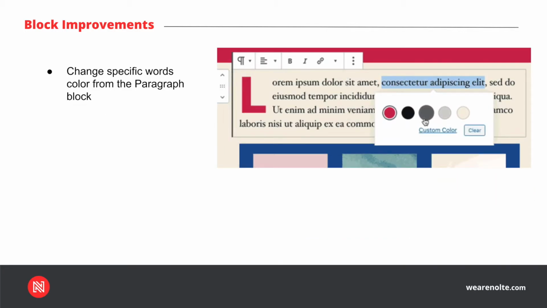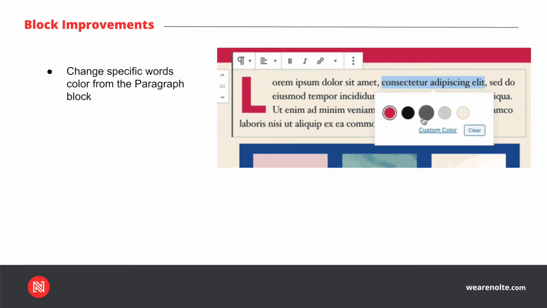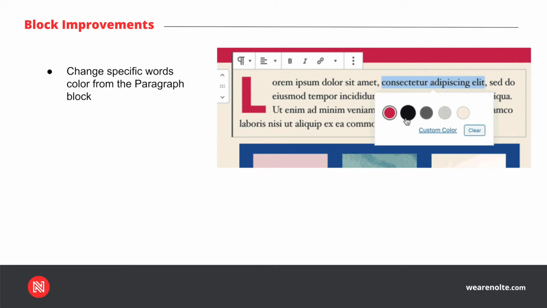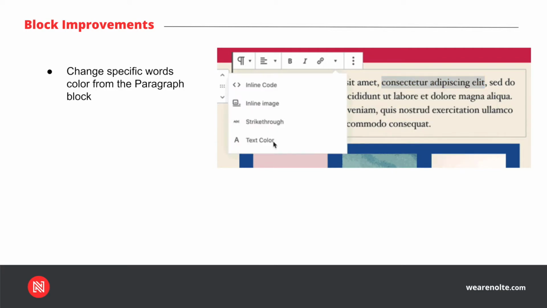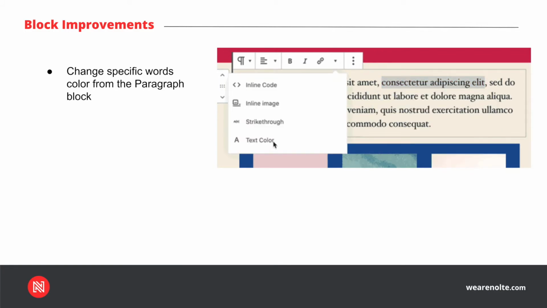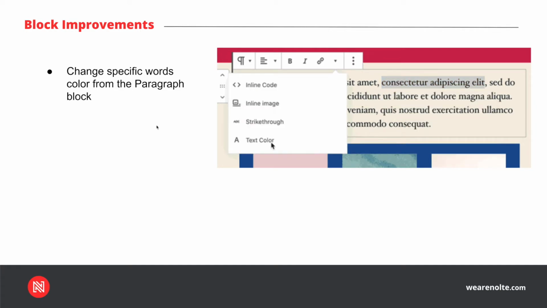Another block improvement is that you can now change the color of specific words within the paragraph block. So this new feature is pretty useful because designers like to change the colors of text within a paragraph or a title.